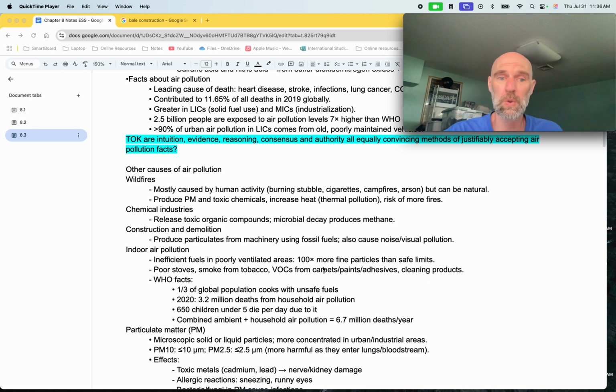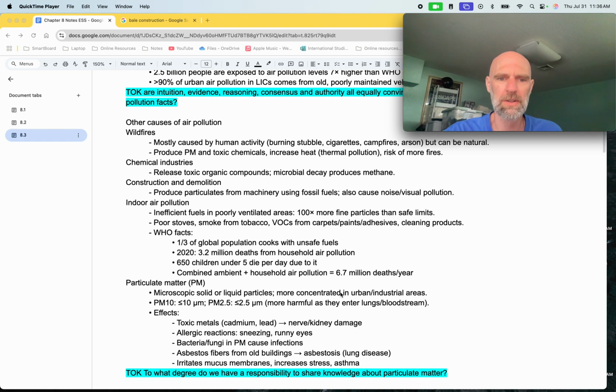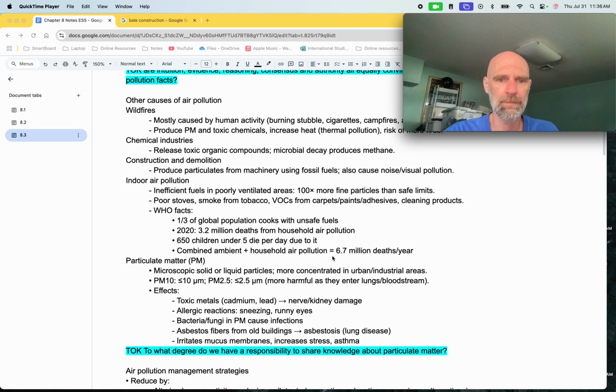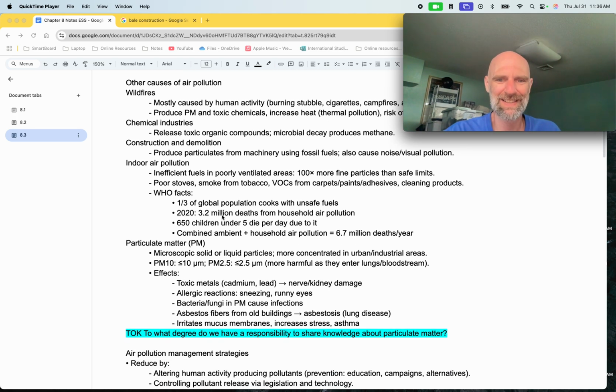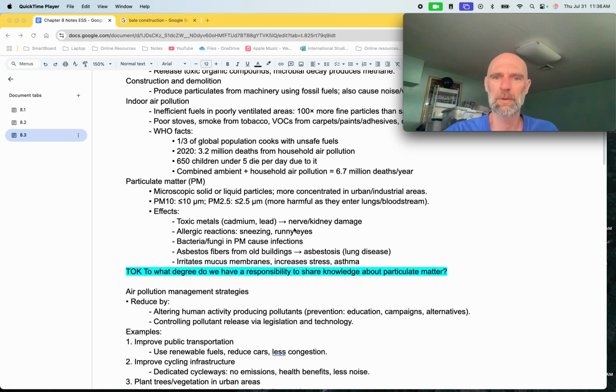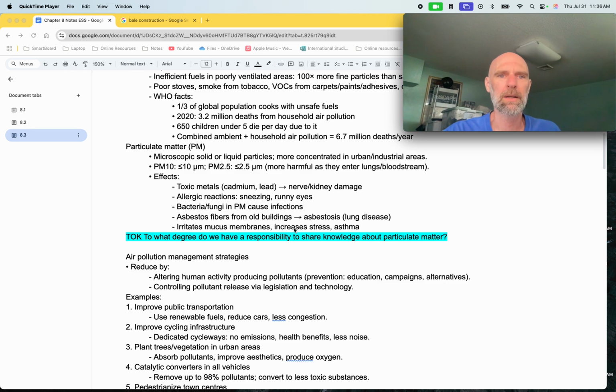World Health Organization, WHO, facts. One third of the global population cooks with unsafe fuels. Yep. In 2020, 3.2 million deaths from household air pollution. So, yep, there you go. And that was during the COVID year, by the way. So, yeah, 650 children under 5 die per day due to it. We take things for granted, but children under 5 do not have the immune system and the resilience that older people do. Combined ambient plus household air pollution, 6.7 million deaths per year. All right, those are just some statistics and some numbers for you.